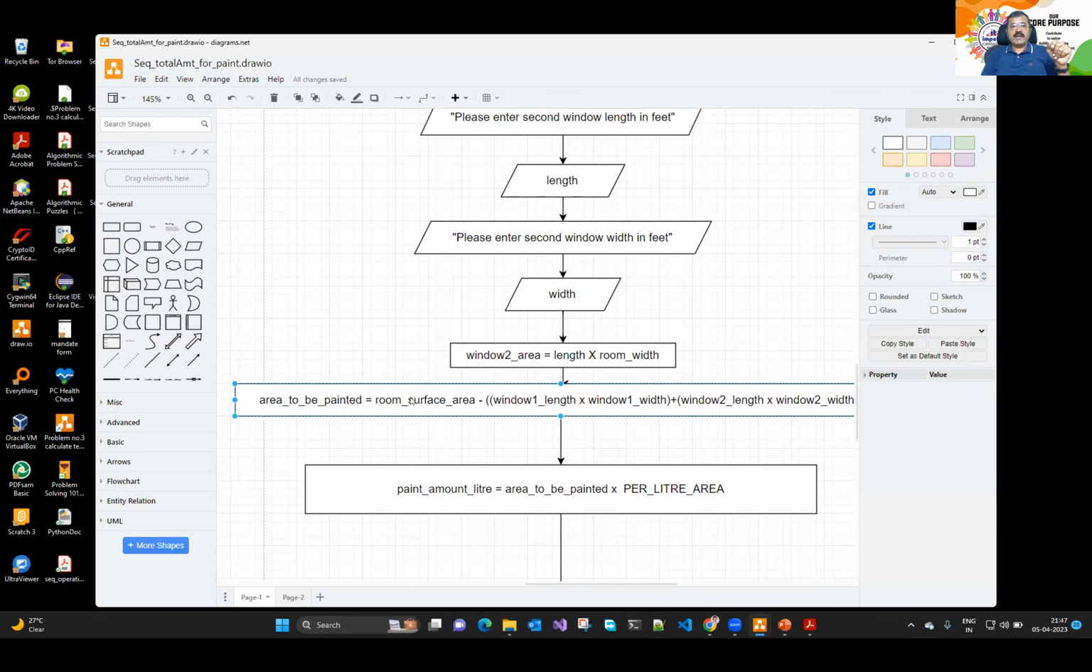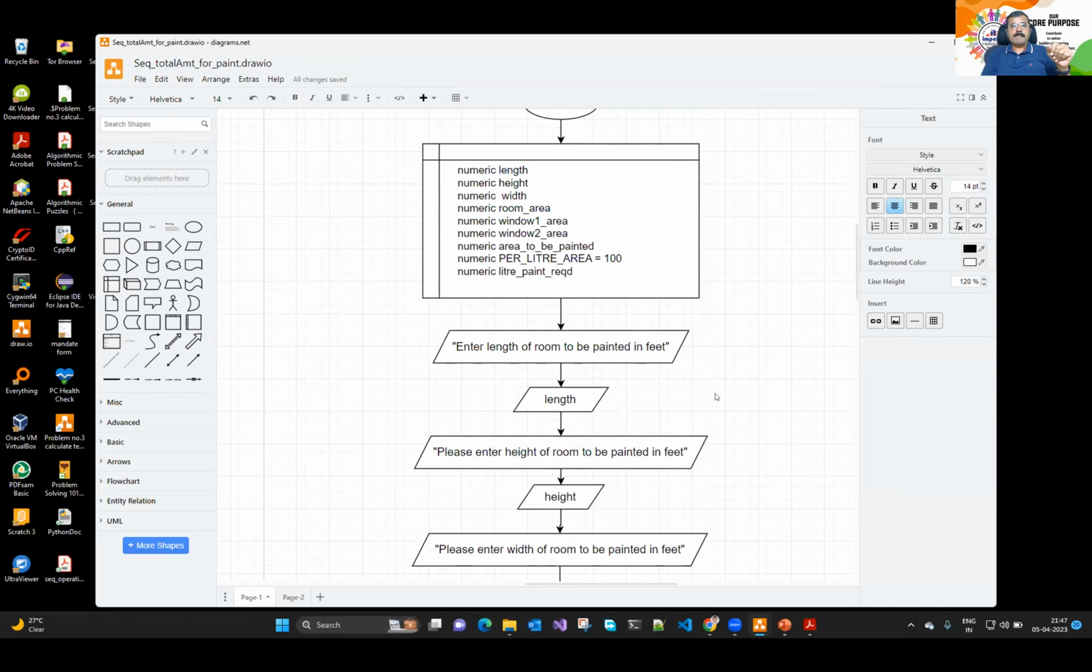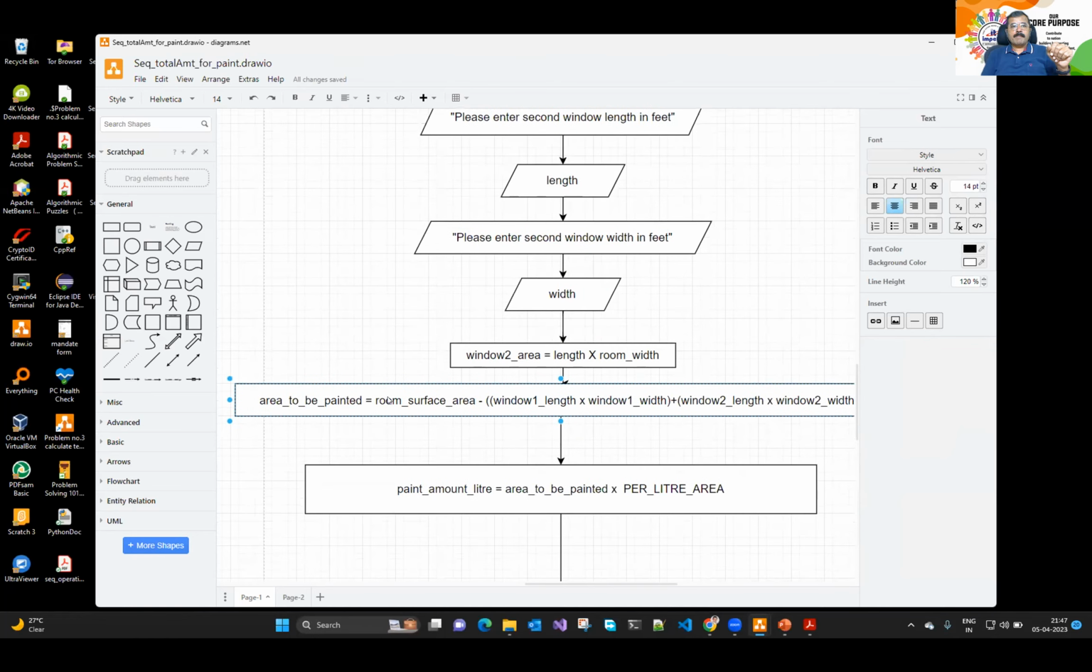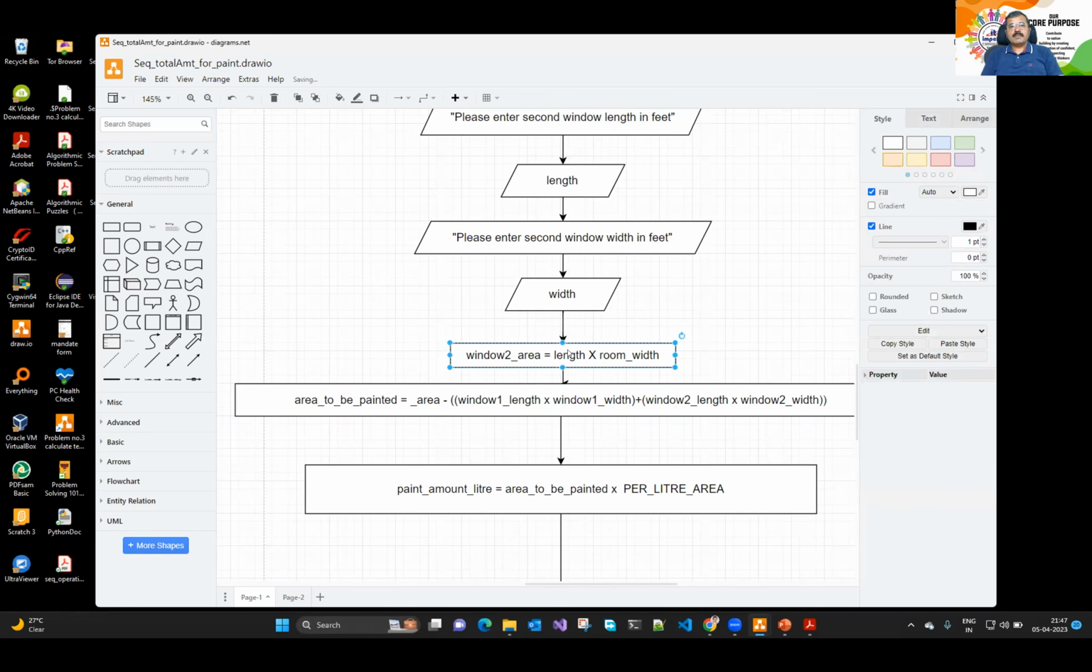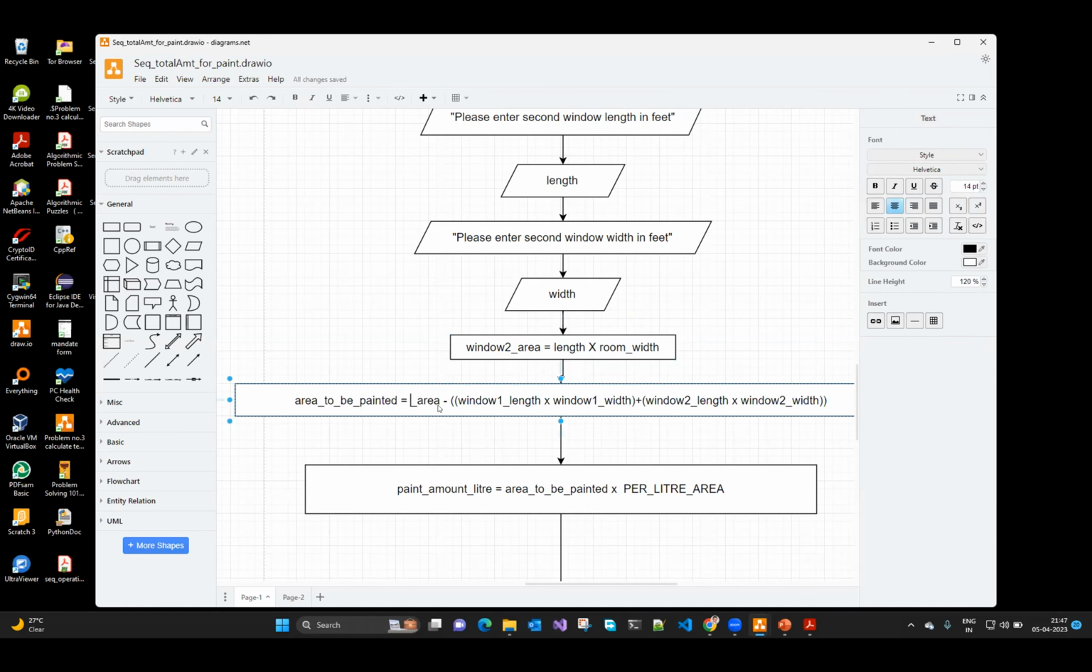Now area to be painted. Now tell me what would be the formula for area to be painted? What would the formula be? Room area minus window 1 ka area plus window 2 ka area. Very correct. So room area minus window 1 ka area.